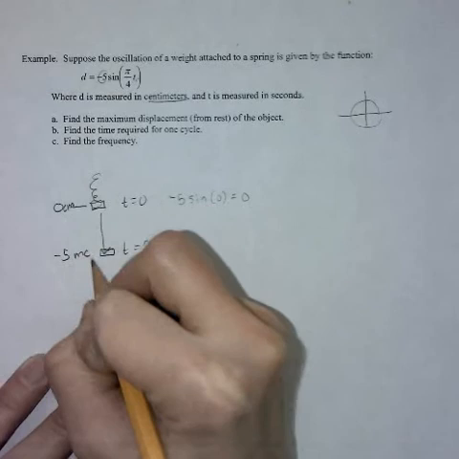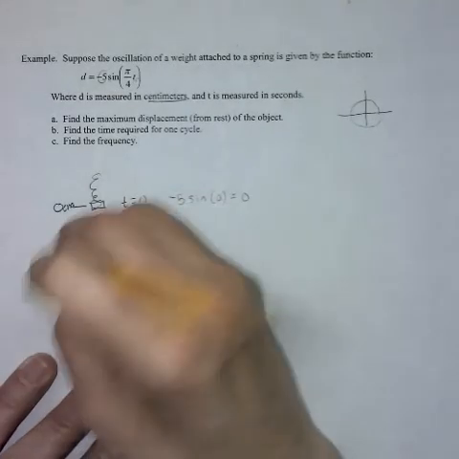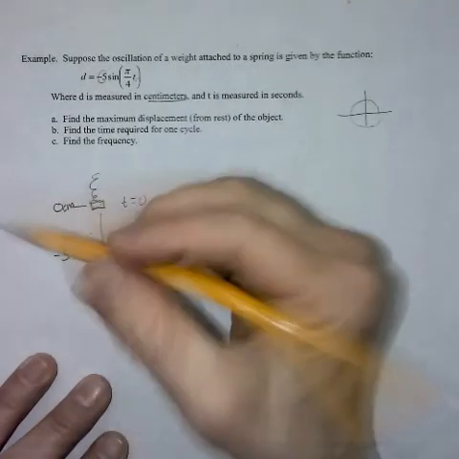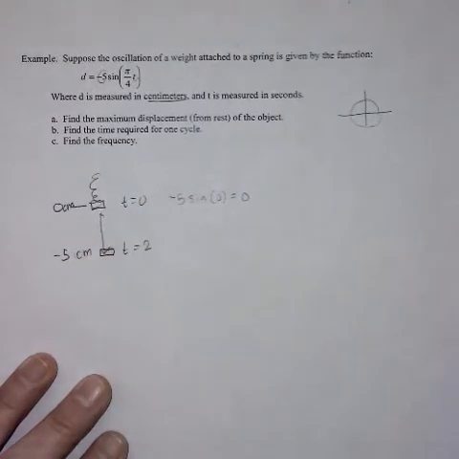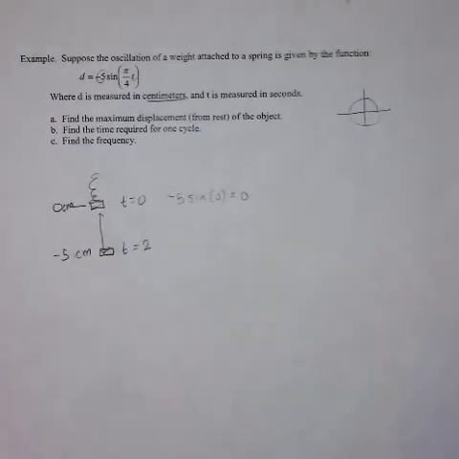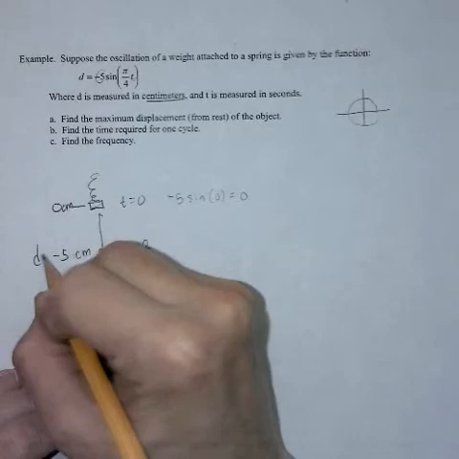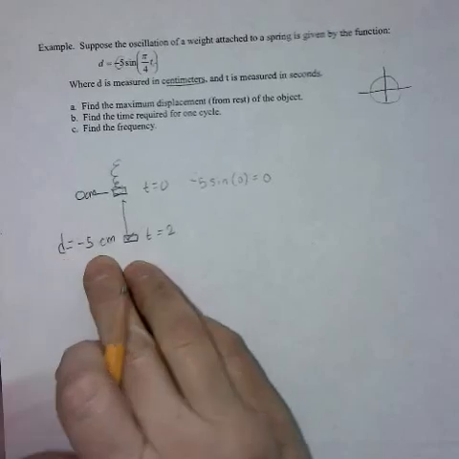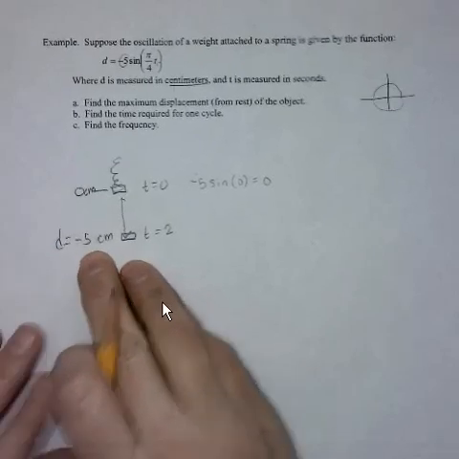Whoa, I don't know why I wrote MC instead of CM. That was weird. I do that sometimes. So that's our D. So distance really isn't negative. This negative here is representing the fact that we're below equilibrium.